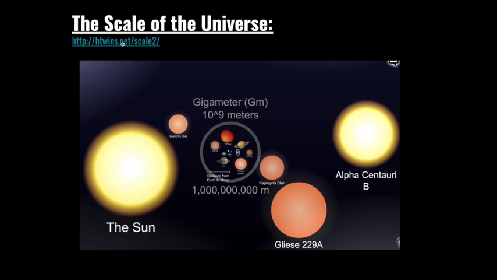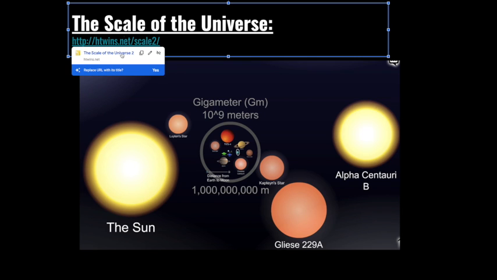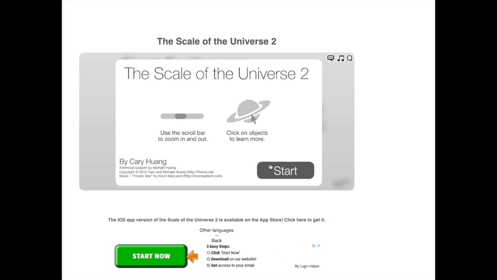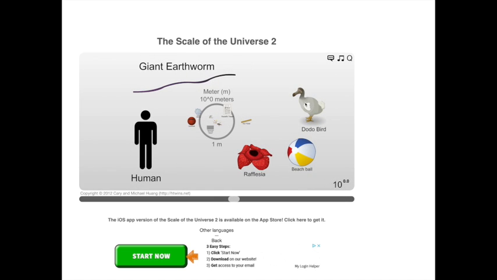This one, the scale of the universe, is another one where you will have to have Flash enabled. So don't get frustrated if you have to click something like this. We can click here. You'll hit allow. If your computer allows you to do that, you'll pick a language and then you'll hit start. And then you'll get some cool music here, hopefully. There we go. Nice little background music.